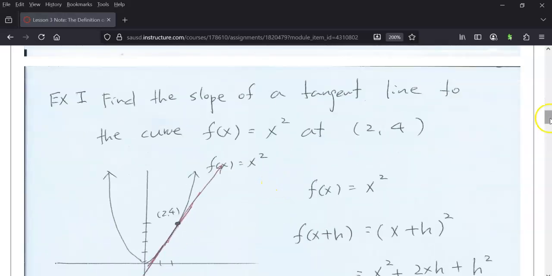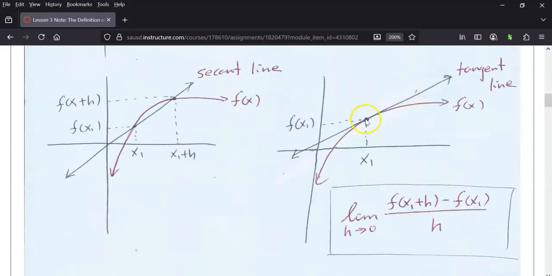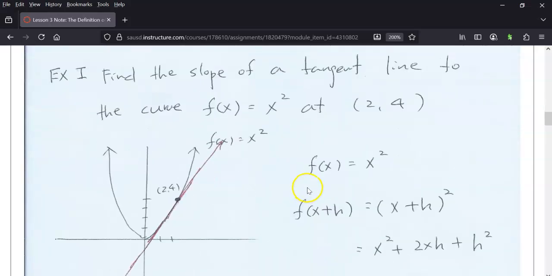Now, let's look at a couple of examples. First, find the slope of a tangent line. This line right here is the slope at that point, also known as the tangent line. The tangent line is the slope to the curve. So when we say find the slope of a tangent line, we're finding the derivative of this function. Another name for the derivative is the slope of the tangent line.